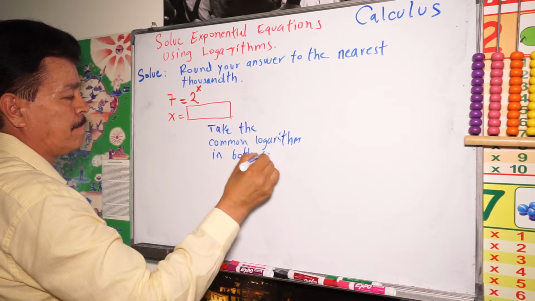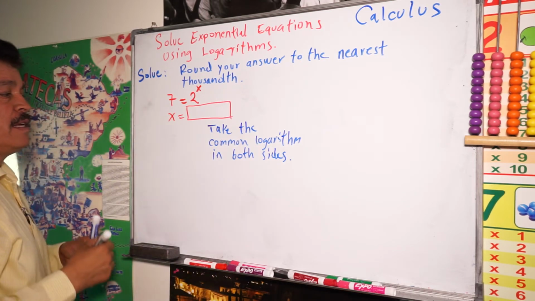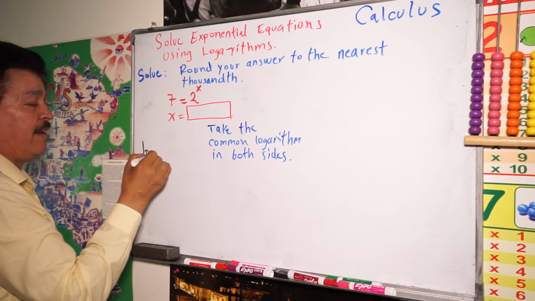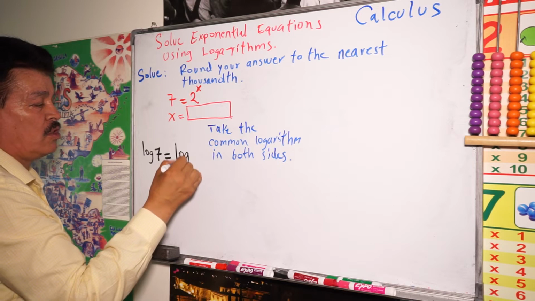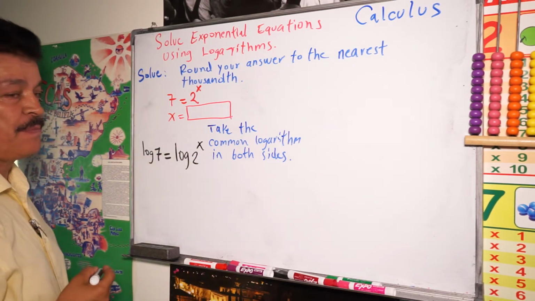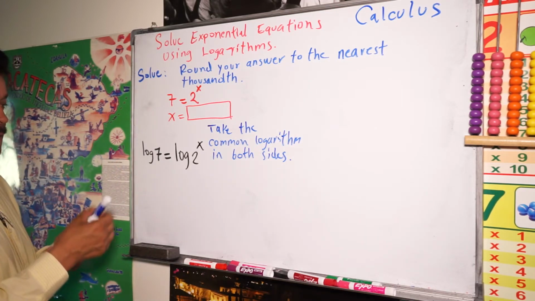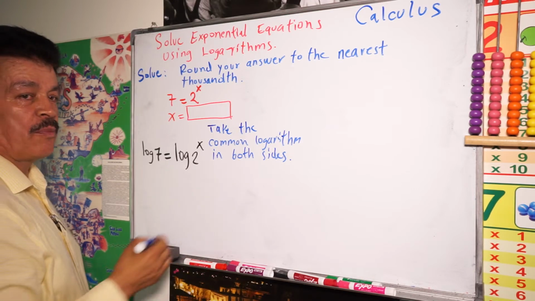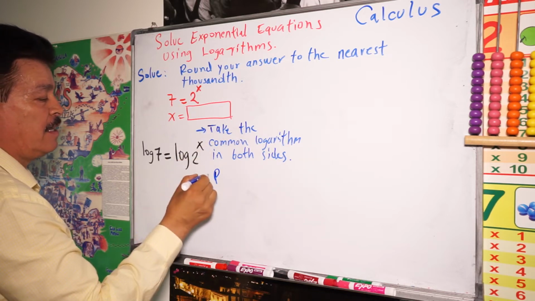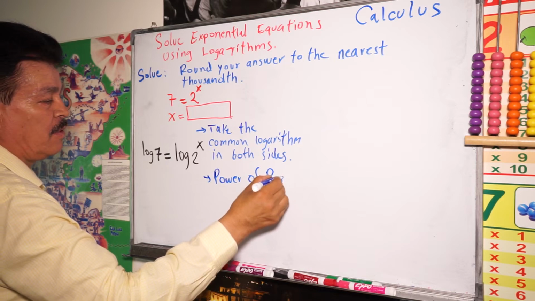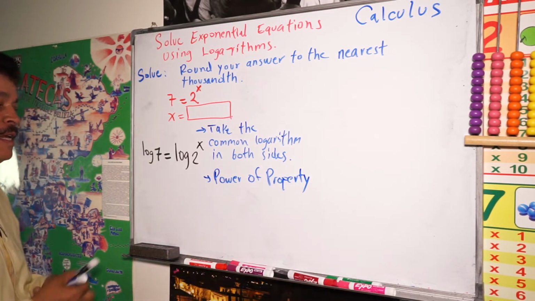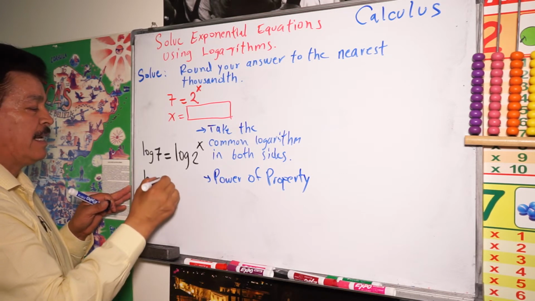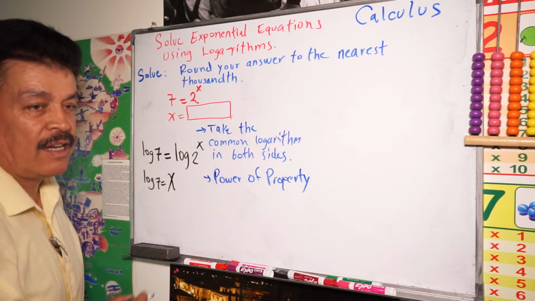Take the common logarithm in both sides. This is the next step. When you take the logarithm in both sides, we are going to have log 7 equals log 2 to the x power. Next step, the power property. Then we are going to have log 7 equals x log 2.